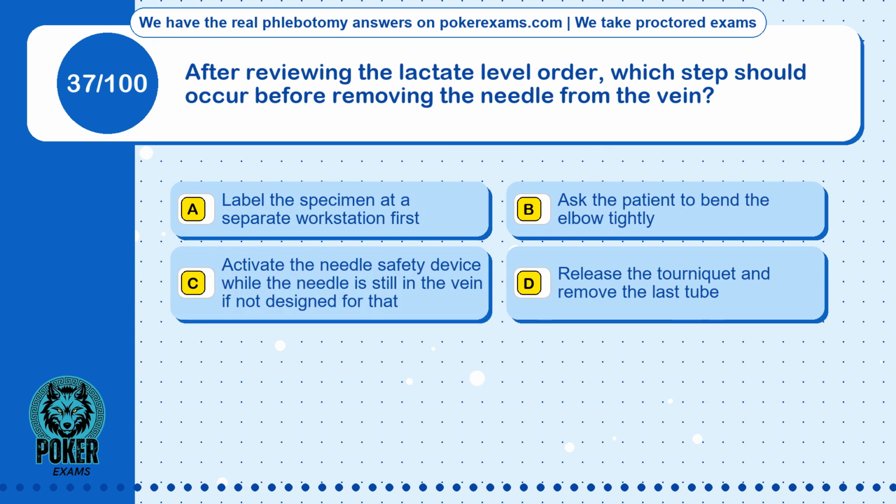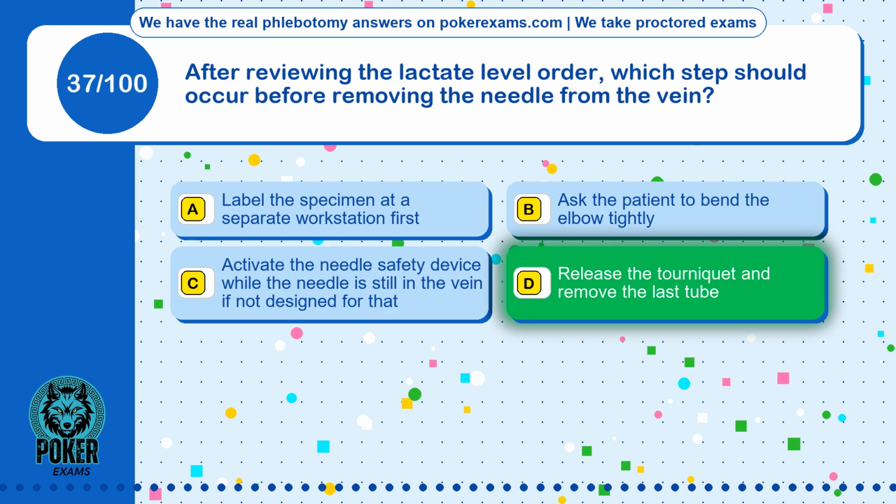Question 37. After reviewing the lactate level order, which step should occur before removing the needle from the vein? Option A. Label the specimen at a separate workstation first. Option B. Ask the patient to bend the elbow tightly. Option C. Activate the needle safety device while the needle is still in the vein if not designed for that. Option D. Release the tourniquet and remove the last tube.